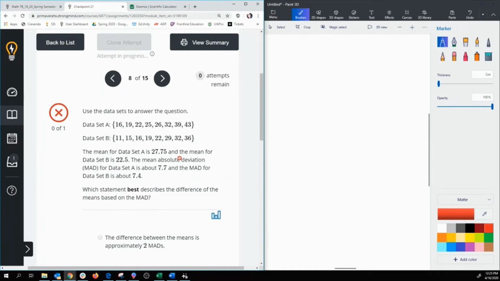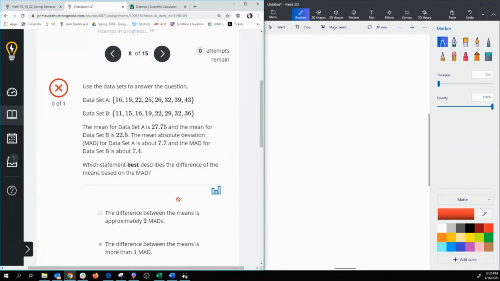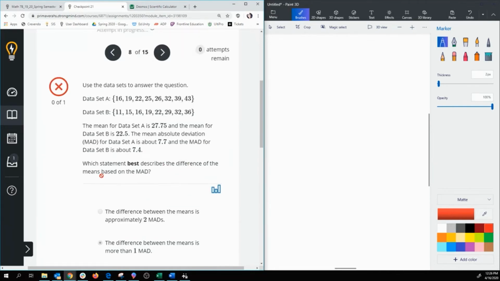All right. So use the data sets to answer the questions. We have our two data sets. It tells us that the mean for data set A is 27.75 and the mean for data set B is 22.5. The mean absolute deviation, or MAD, for data set A is about 7.7 and the MAD for data set B is 7.4. Which statement best describes the difference of the means based on the MAD?